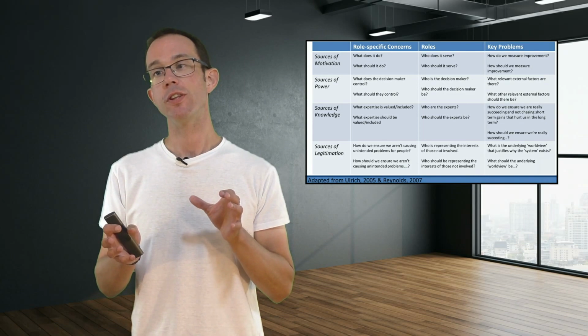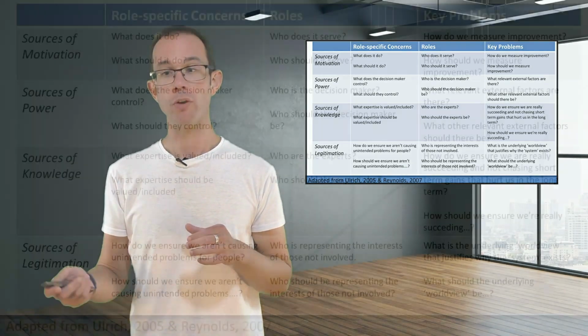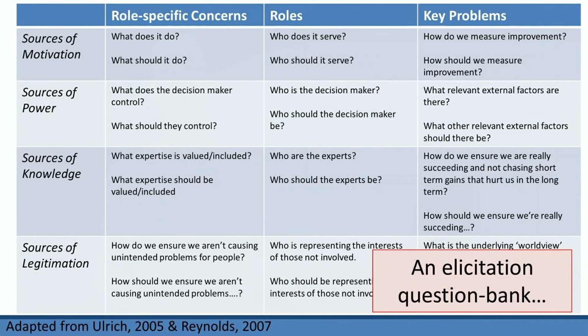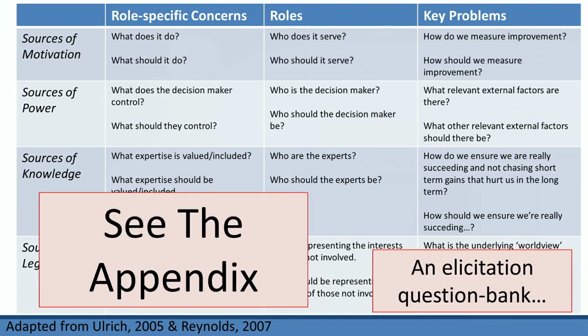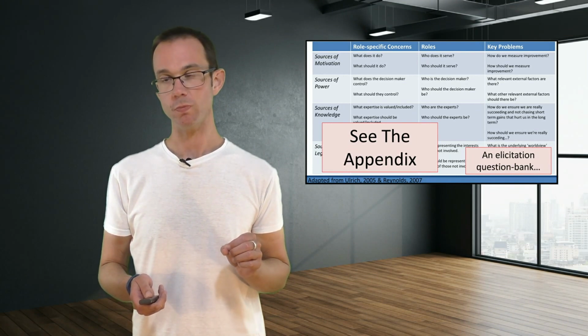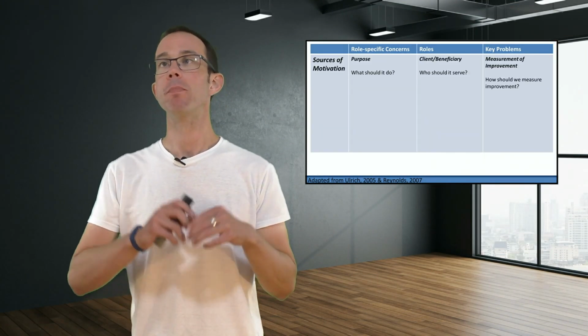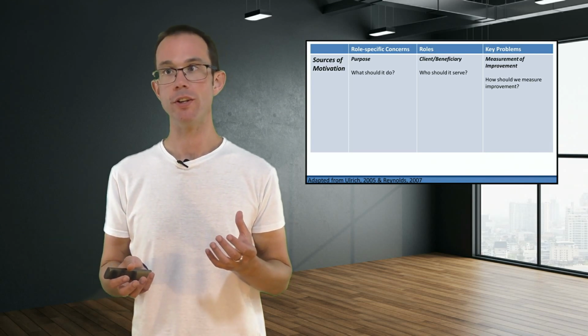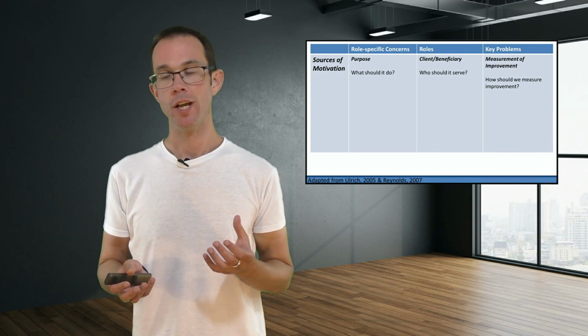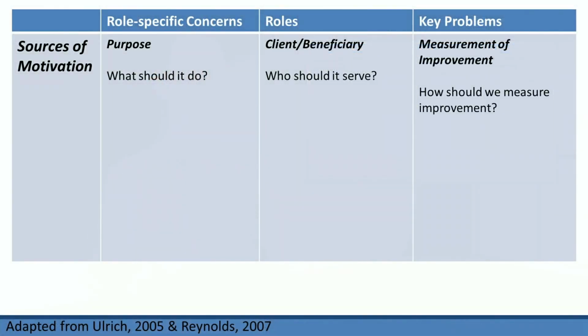Again, these are sort of my interpretations of the classic CSH questions. So I won't go through all of those now, but do think about that as an elicitation question bank and see the appendix for those interpretations of the BA questions. But I just want to look at that top row. And let's imagine we're looking at the blood testing service within an organisation, and we're asking questions to different stakeholders about the purpose.